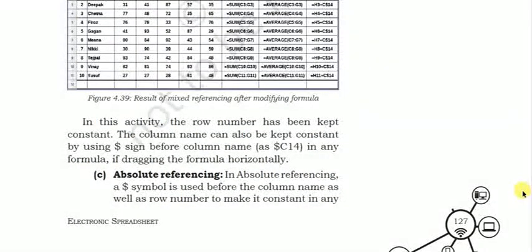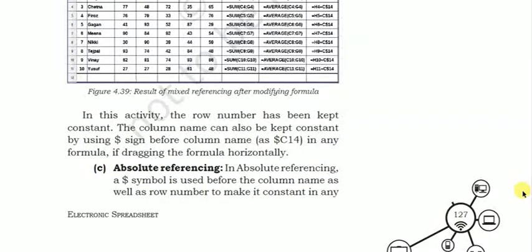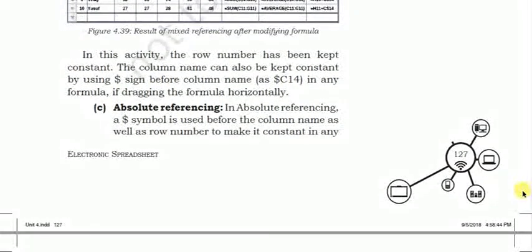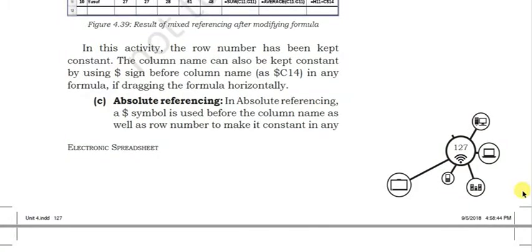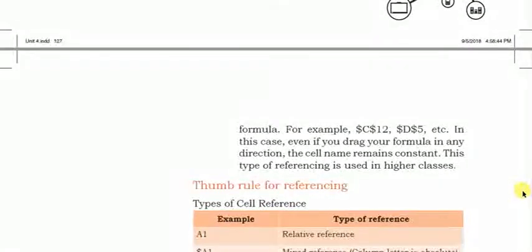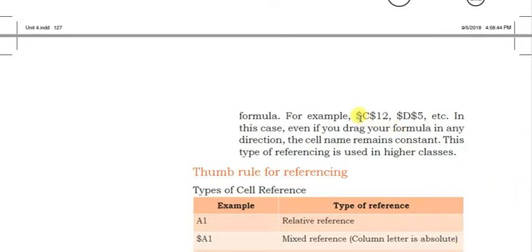Now, the third one, that is absolute referencing. In absolute referencing, the dollar symbol is used before the column name as well as the row number to make it constant in any formula. Okay, for example, you will use it like this: $C$12, $D$5. In this case, even if you drag your formula in any direction, the cell name remains constant.